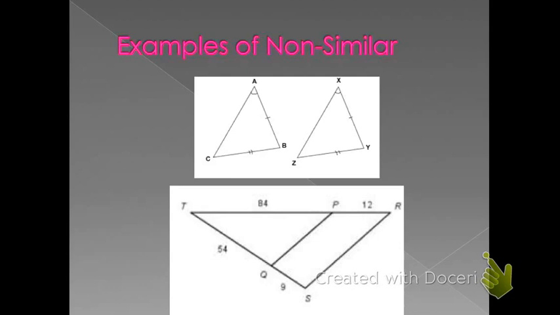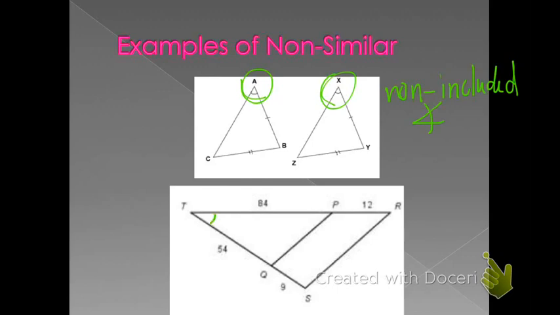These two triangles could not be considered side-angle-side because the angle that's marked is the non-included angle. So that's a no-go. We don't have a theorem with a non-included angle.